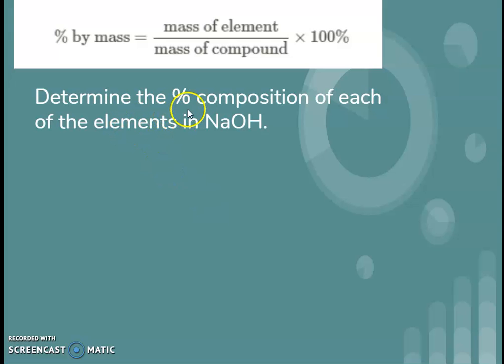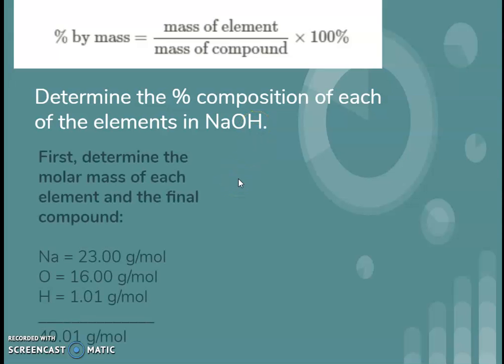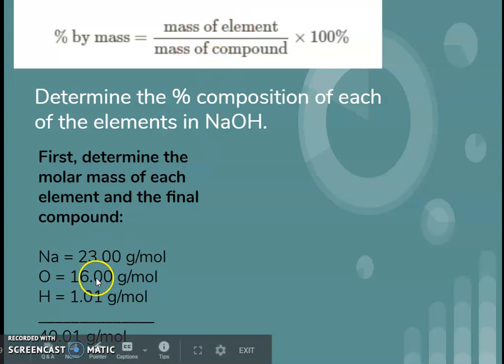All right, so we're going to determine the percent composition of each of the elements in sodium hydroxide. We've got 1 sodium, 1 oxygen, and 1 hydrogen. Step 1 is we're going to determine the molar mass of each element and the final compound. Remember, we need mass of the element over mass of the compound. So here's each of the molar masses. And if we add them up, we get the molar mass of NaOH, which is 40.01 grams per mole.